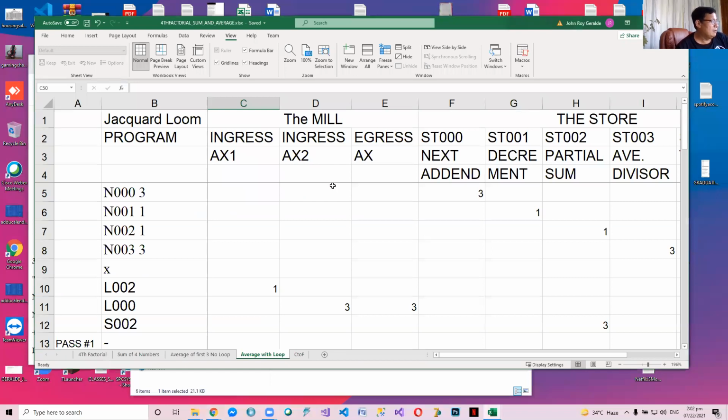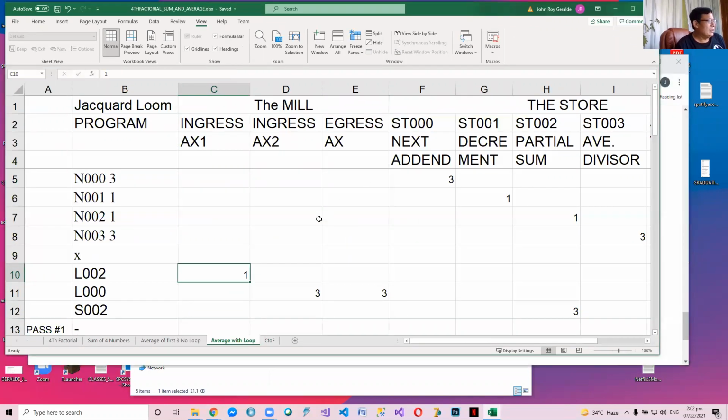So this is the average with the loop. Let me erase the trace. Can you all see that? It's the same, right? We have the next addend, which is 3, the decrement, which is 1, the partial sum, which is 1, and then the average divisor, which is 3.